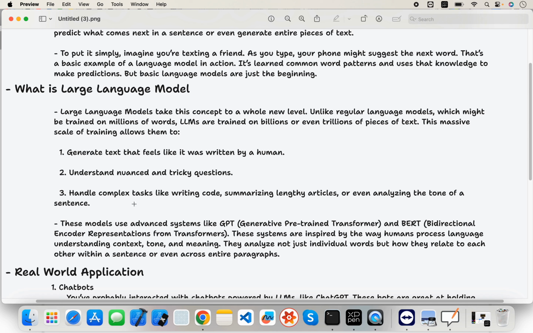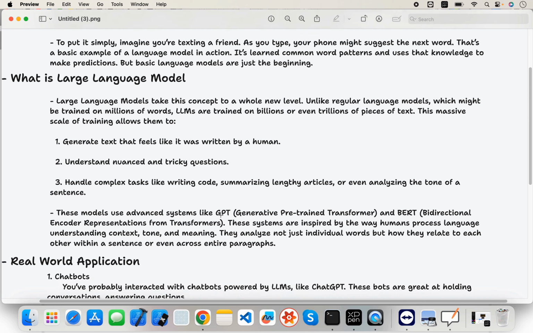So this is a very good part of the large language model. As they are very large models trained on a large data set, they are able to do this task, right? We will see how it is happening in the upcoming videos.